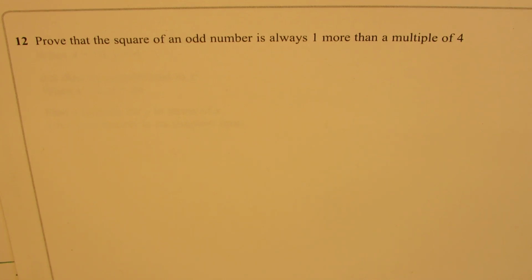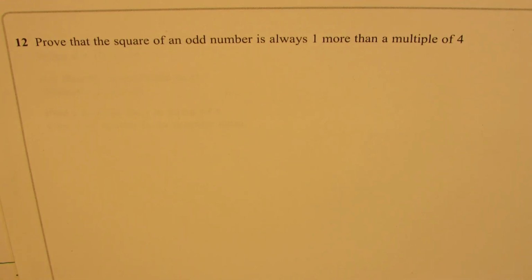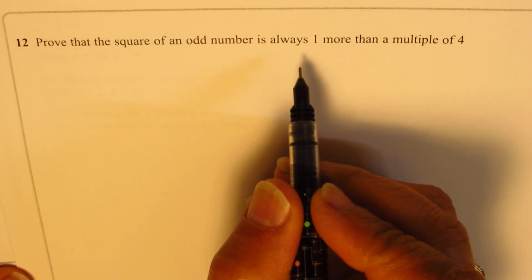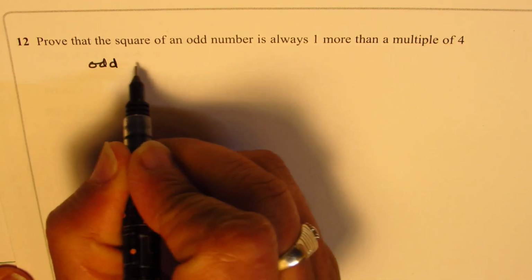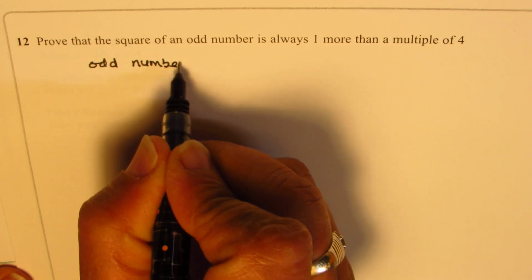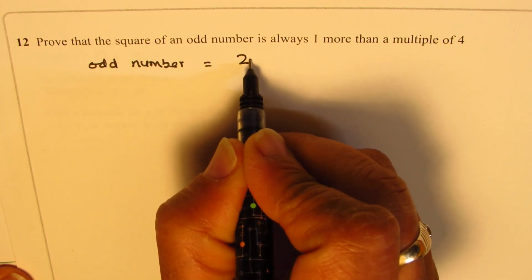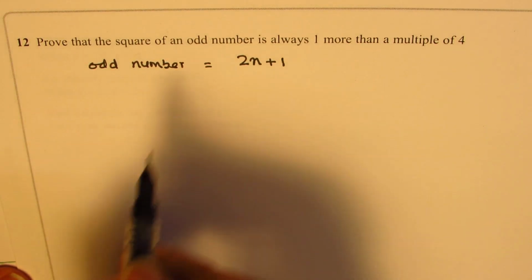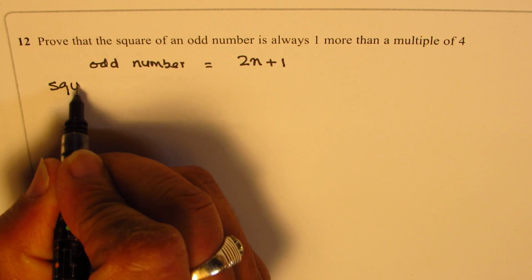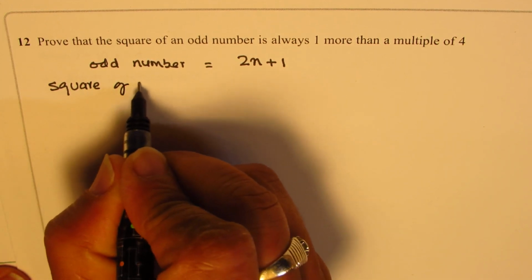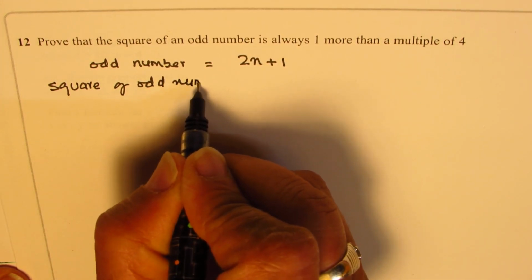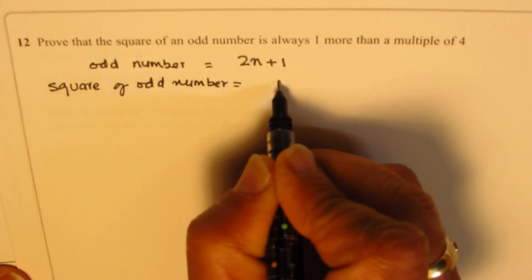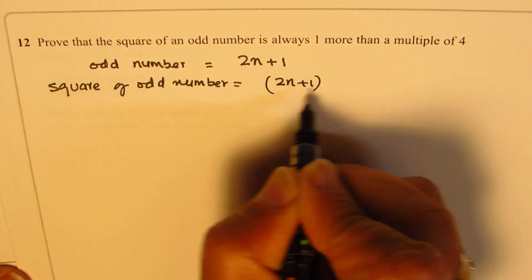Question number 12 is: prove that the square of an odd number is always one more than a multiple of 4. Now, the square of an odd number can be written as what? Odd numbers can be written as 2n plus 1, right? So that becomes an odd number. Now let's find the square of the odd number. The square of an odd number will be (2n plus 1) whole square, right?